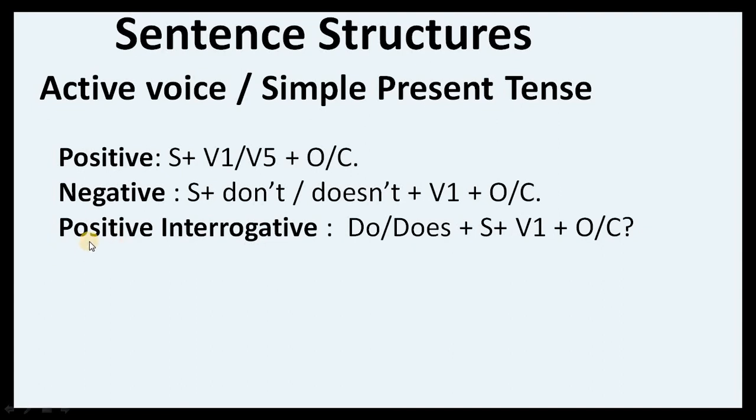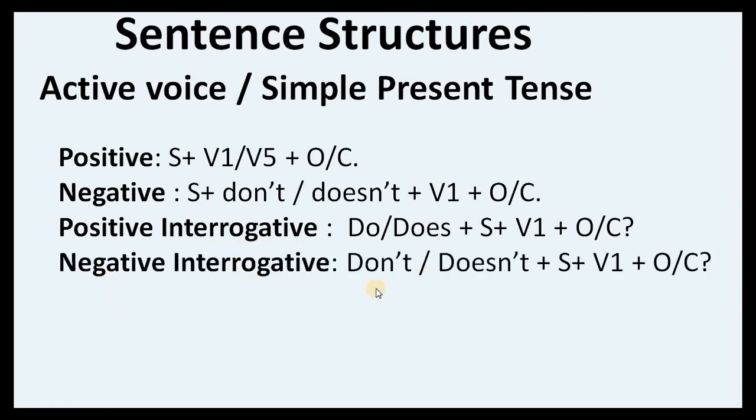Alright, great. Positive interrogative: do or does plus subject plus V1, object or complement. Now you need to understand where we use don't, there we use do. Where we use doesn't, we have to take care of does with that. Once again I repeat, do I, do we, do you, do they, do plural noun. Does he, does she, does it, does singular noun. Then V1. Alright, this is the positive question; positive interrogative and question are both the same. Now negative interrogative is don't and doesn't plus subject plus V1.